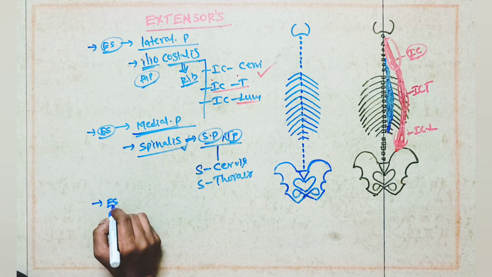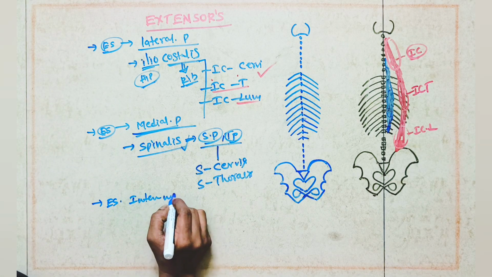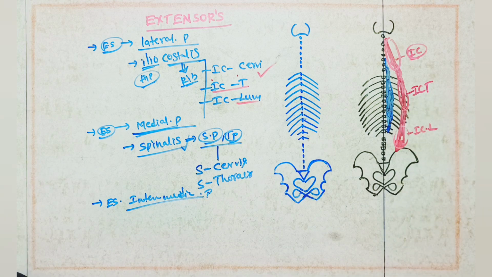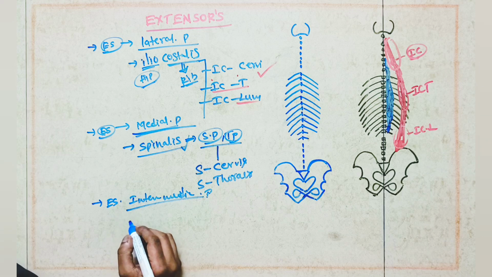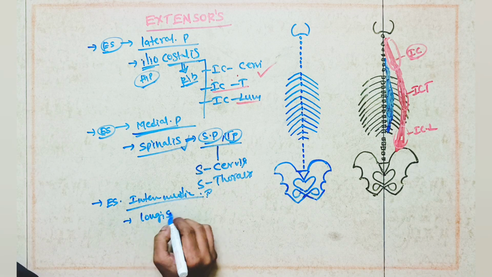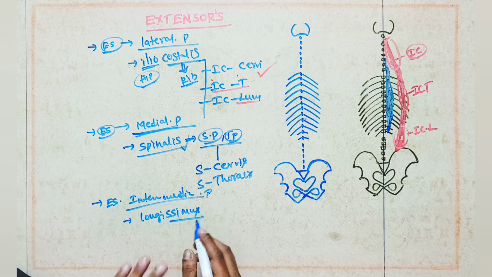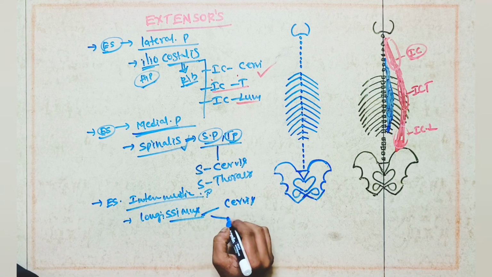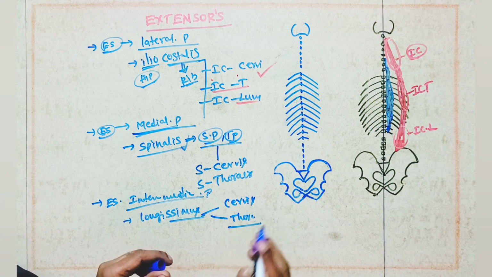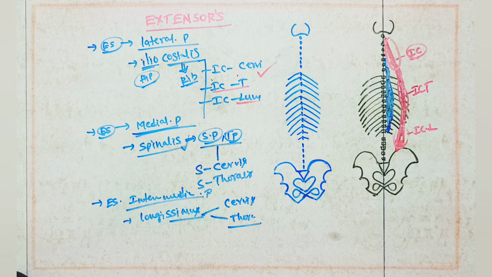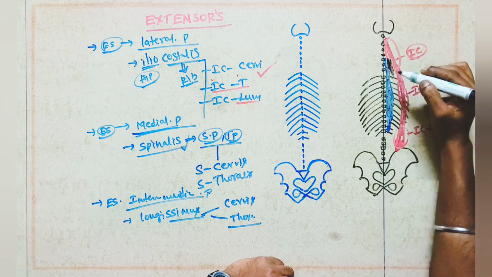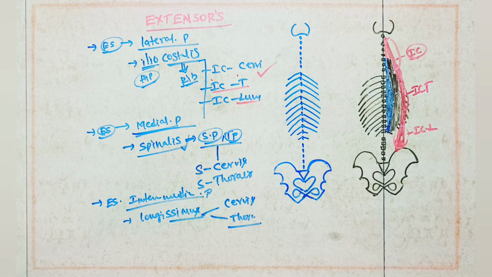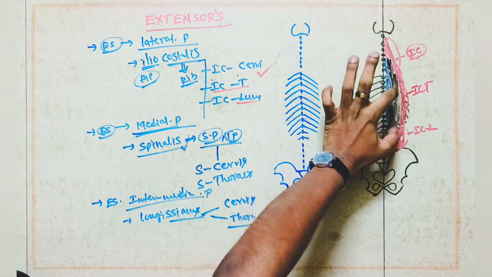Now the intermediate portion of the erector spinae, between lateral and medial. The name of the intermediate muscle is longissimus. In this muscle we have longissimus cervicis and thoracis. From here the cervical portion will be there and the thoracic portion will be there. This is the longissimus muscle, the intermediate muscle, with a cervical portion and a thoracic portion.